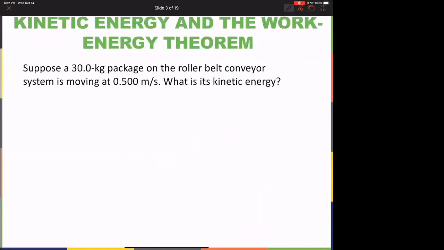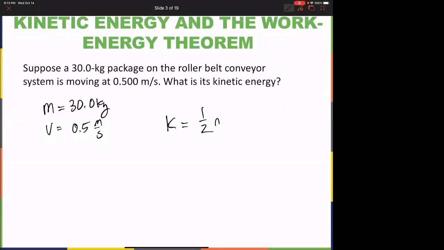So we're going to try some different problems here. It says, suppose a 30 kilogram package on a roller belt conveyor system is moving at 0.5 meters per second. What's its kinetic energy? So here we have just a simple problem where we have a 30 kilogram package on a roller belt conveyor, and we just want to find its kinetic energy. So let's write down what we have. We have the mass, that's equal to 30.0 kilograms. We have the velocity is 0.5 meters per second. And all we're doing is looking for the kinetic energy.